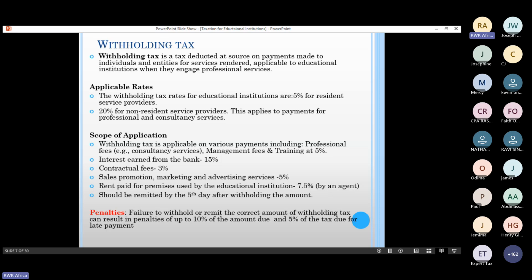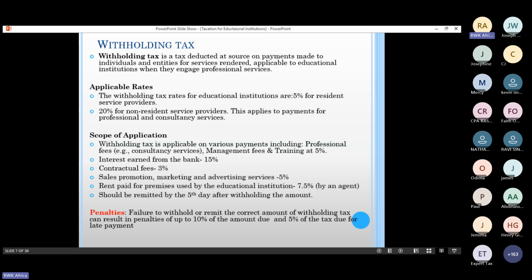So the process of remitting is through the iTax portal. So you make sure that you go into the iTax portal. Under the payment registration, you're going to select the income tax company as the tax head. Then subhead, you have the withholding tax. So under that section, now you select the category. Is it a consultancy fee? Is it a contractual? And you fill in the details of the service provider so that you can now get a payment slip to facilitate you to make that payment to KRA.